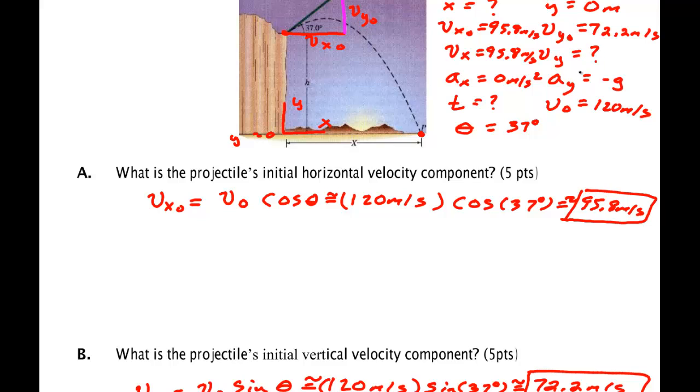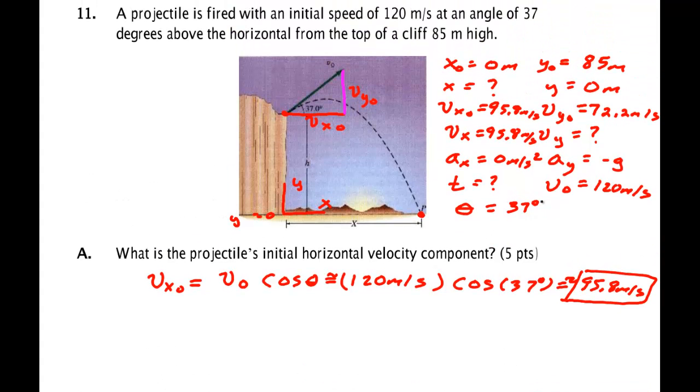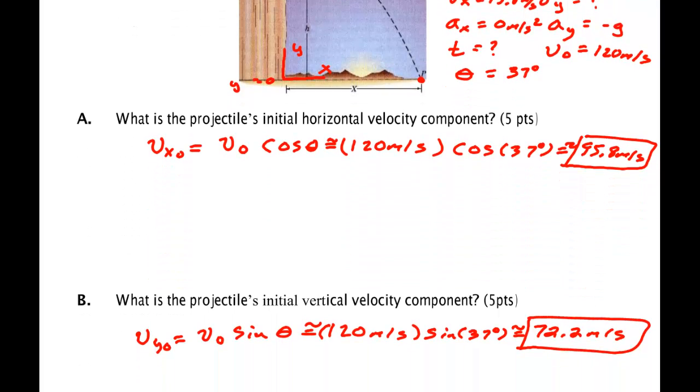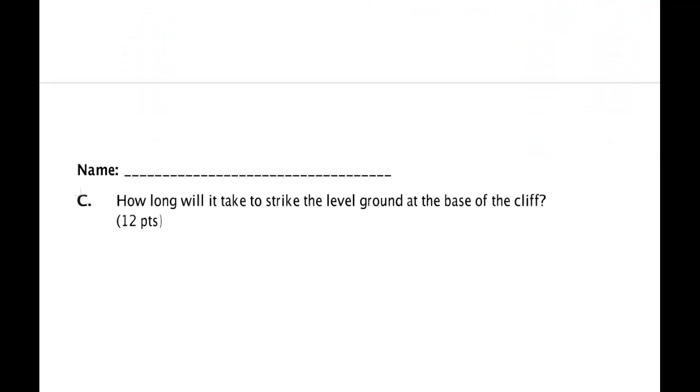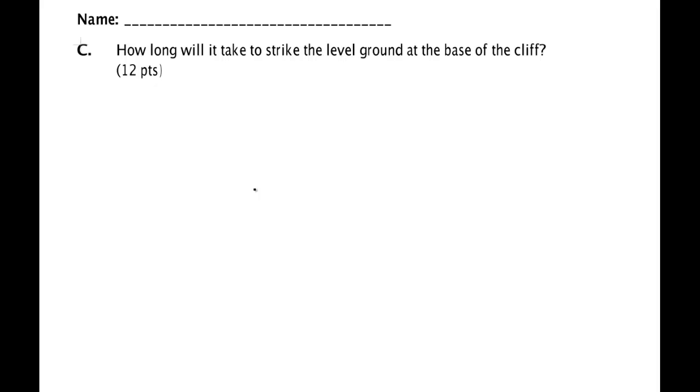We still don't know that. If you look at our table, as always, we have 3 unknowns for a 2-dimensional projectile problem, and we have 4 equations. We always have one more equation than we have unknowns. The extra equation can act as a check for us. Let's see what they actually ask us to use that table to find. They ask how long will it take to strike the level ground at the base of the cliff.